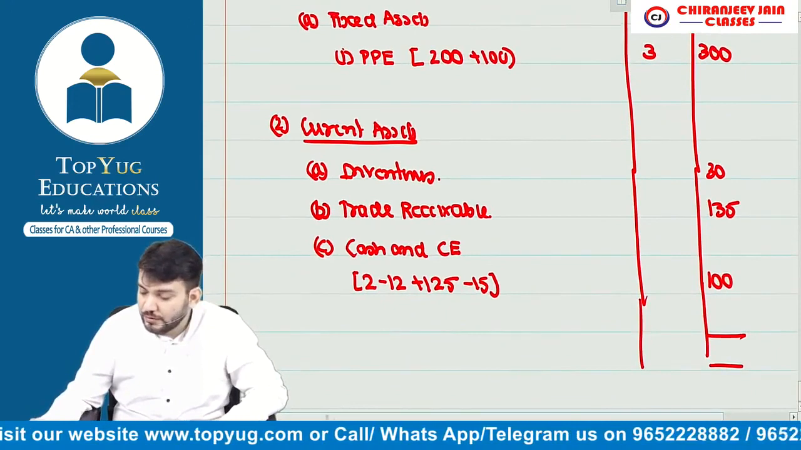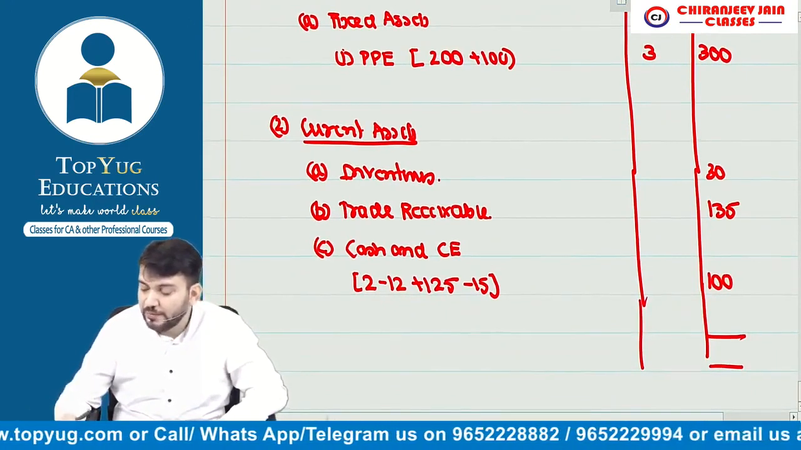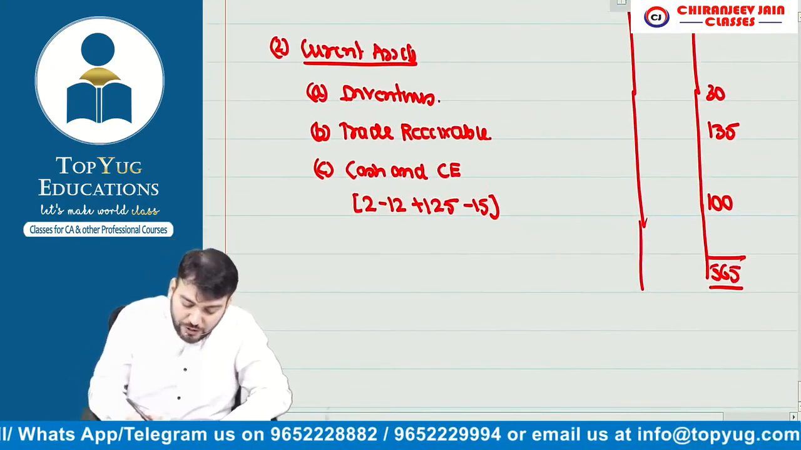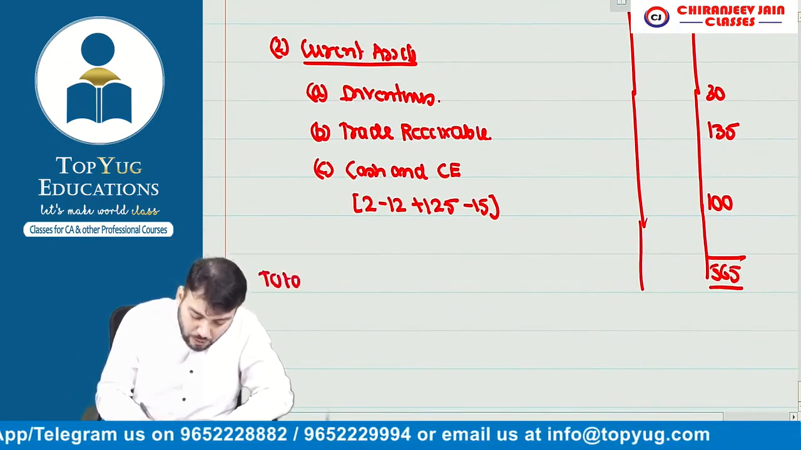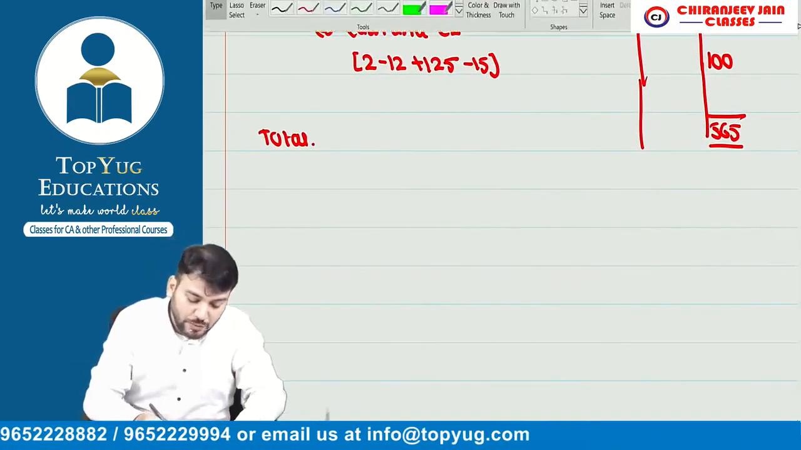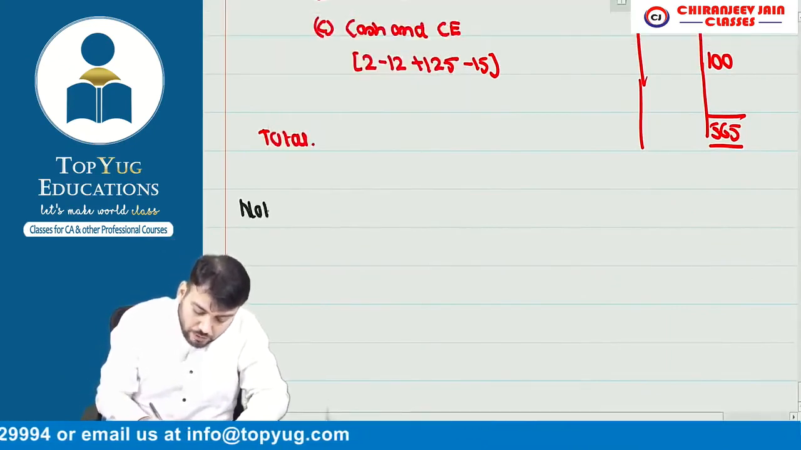What is the total? 300 plus 30 plus 135 plus 100. See, the balance sheet is tallied. Yes sir, the balance sheet is tallied. So it is 565 total. Understood? Yes sir. Now we'll prepare notes to balance sheet. Make that.